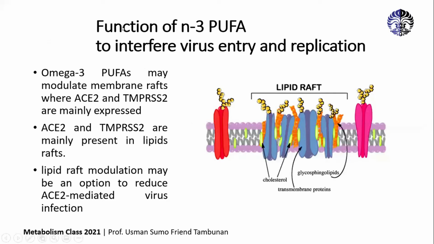Now, how about the function of omega-3 PUFA to interfere with virus entry and replication? As we know, omega-3 PUFA may modulate membrane lipid rafts, where ACE2 and TMPRSS2 are mainly expressed. These two proteins can help the virus enter the cell. ACE2 and TMPRSS2 are mainly present in lipid rafts. Lipid rafts exist in the cell membrane, and lipid raft modulation may be an option to reduce ACE2-mediated virus infection.